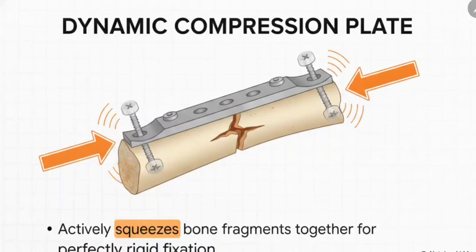Now imagine a system that doesn't just hold the bone, but actively attacks the fracture gap. That is your dynamic compression plate. The way they place the screws is super clever. As they go in, they actively shift the bone fragments along the plate, aggressively squeezing the fracture line tightly together. So you end up with rigid fixation and absolutely zero movement.